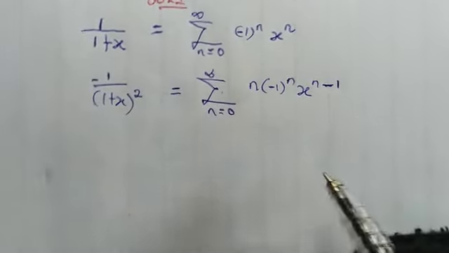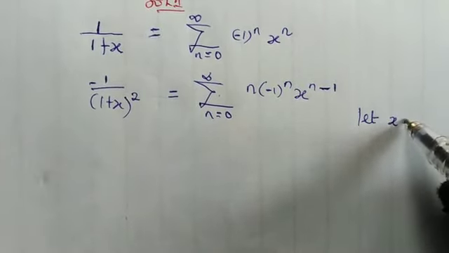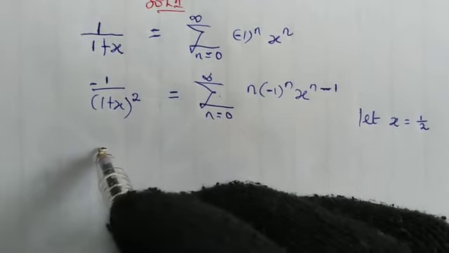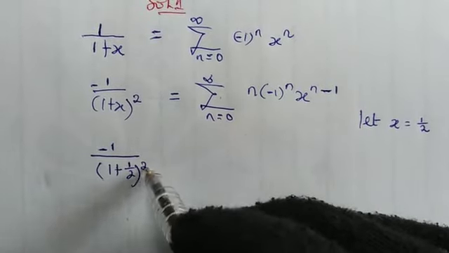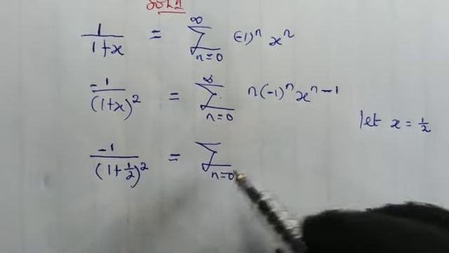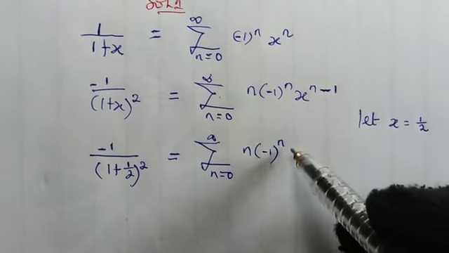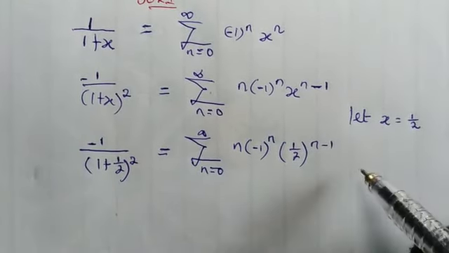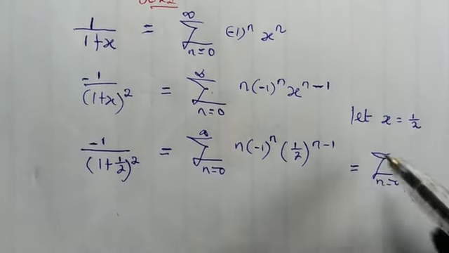Now from here, I'm going to let x equal 1 over 2. Then from the left, I'm going to have negative 1 over (1 plus 1 over 2) squared. So this is equal to the sum as n goes from 0 to infinity of n times negative 1 raised to the power of n, times 1 over 2 to the power of n minus 1. Actually, this sum we can also simplify as follows.